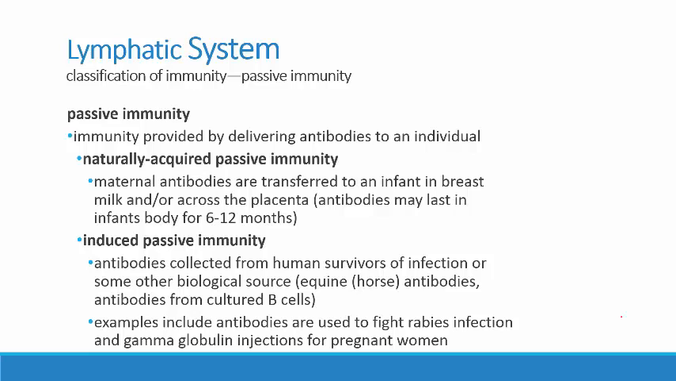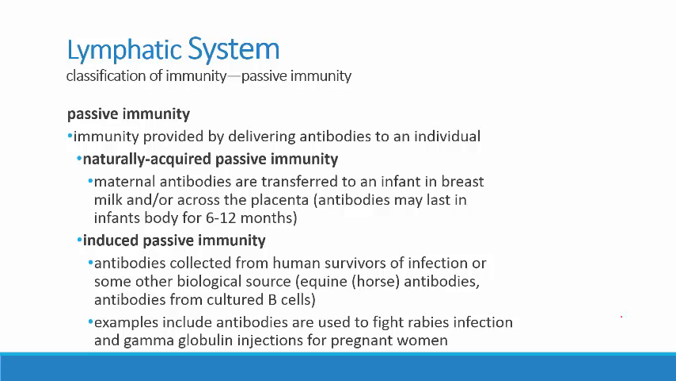Rather than being digested, the antibodies are going to be moved into the body fluids. They can also jump across the placenta. Remember the IgG that are able to make it from mother's blood to baby's blood. So once antibodies are in the body, they may last for 6 to 12 months in an infant. And so we get a lot of immunity from mama that way.